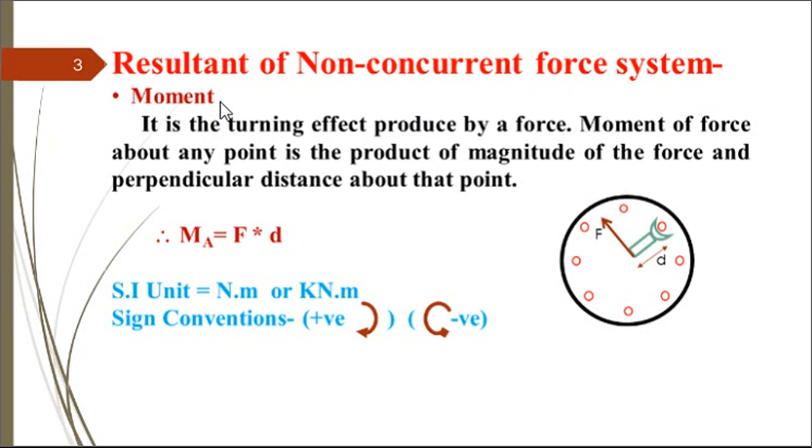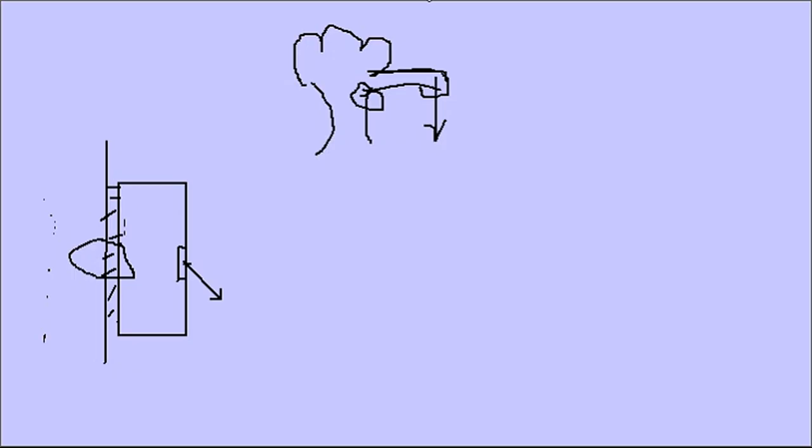So the first term is nothing but the moment. Now what is moment? Moment is the turning effect produced by a force. Moment of a force about any point is the product of the magnitude of that force and the perpendicular distance about that point. Now to understand the concept of moment, let's see some practical examples.